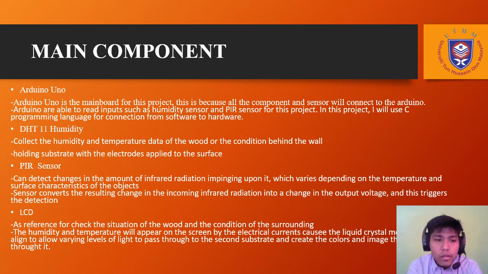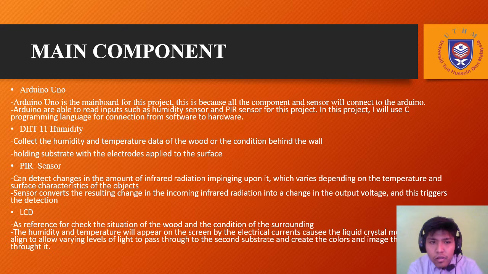Okay, the second main component is the DHT11 humidity sensor. We use it to collect the humidity and temperature data for the wood and the condition behind the wall. And it uses a holding substrate with electrodes applied to the surface.